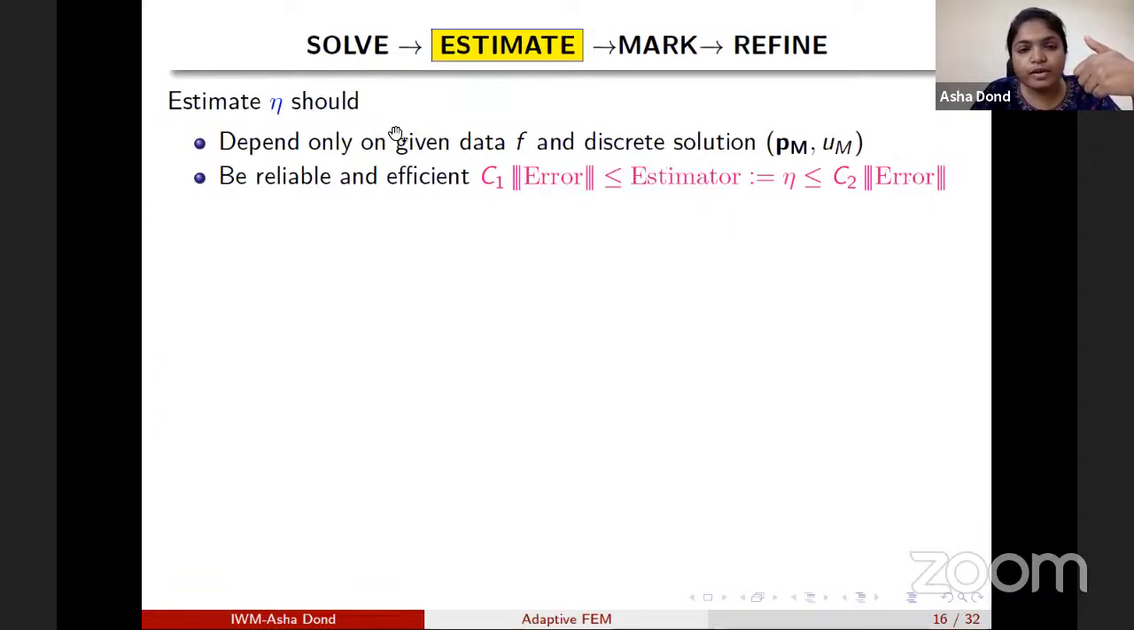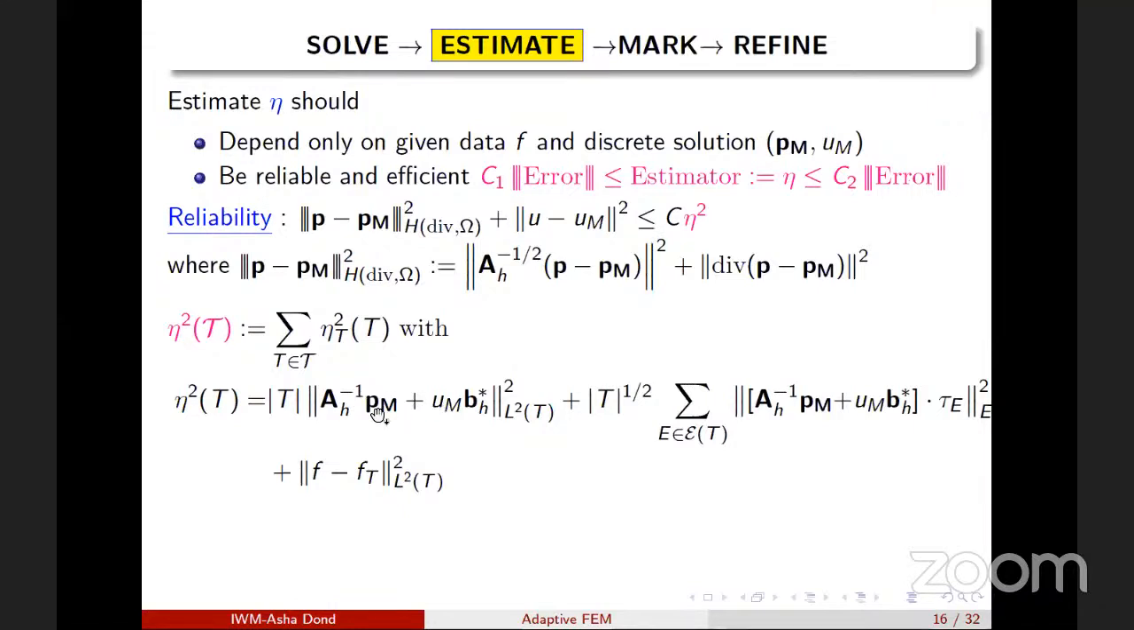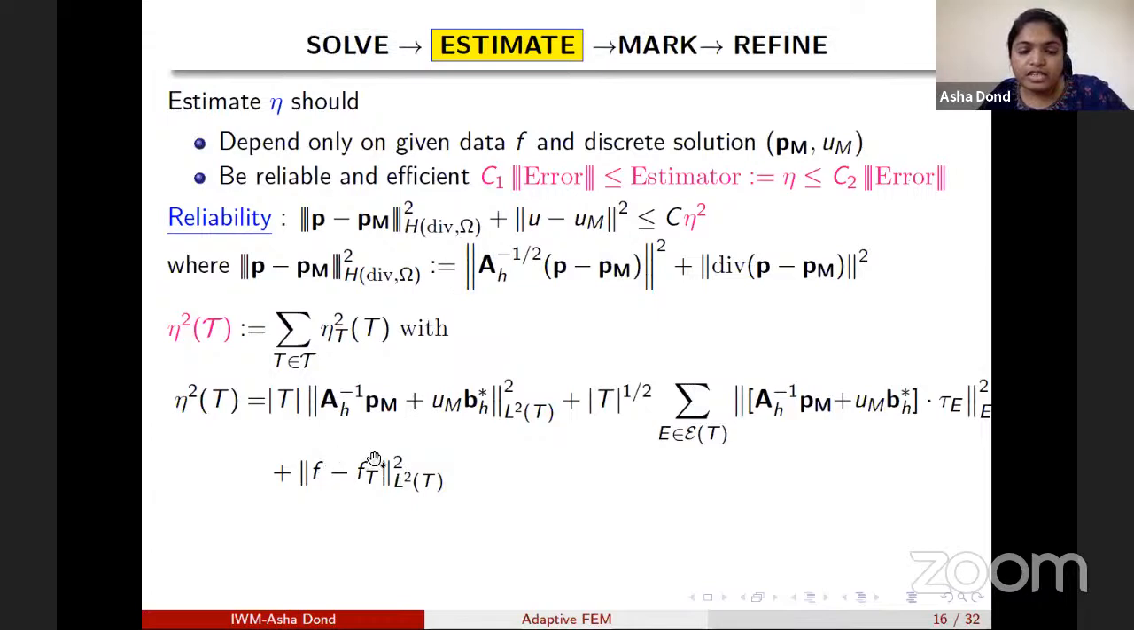But the estimator has a property: it can be computed using only the given data f and the discrete solution u_M and p_M. For this particular problem, we are considering the error in terms of the H2 norm of p and the L2 norm of u, and for that we got this estimator. Here the error is bounded by the estimator, and the estimator has this form. In this form, all the quantities are computable. There is f, the given function, f_T is its projection over the mesh, and u_M and p_M are the given data.